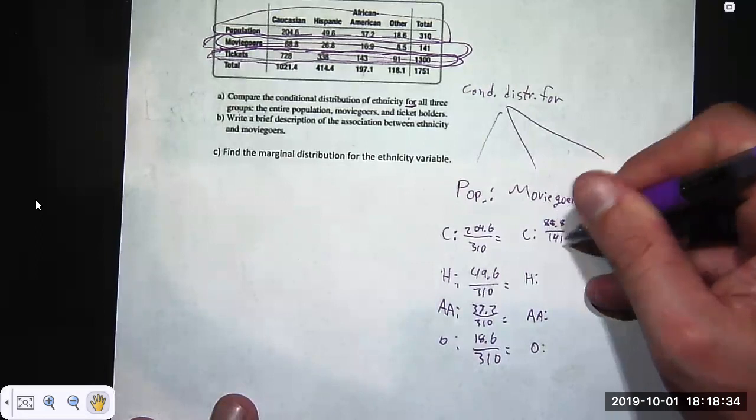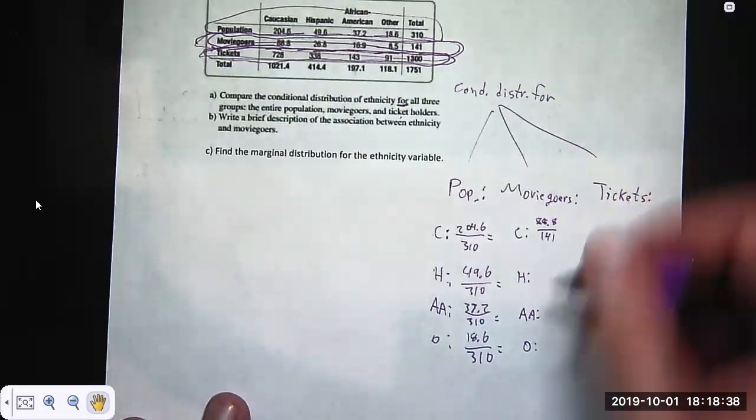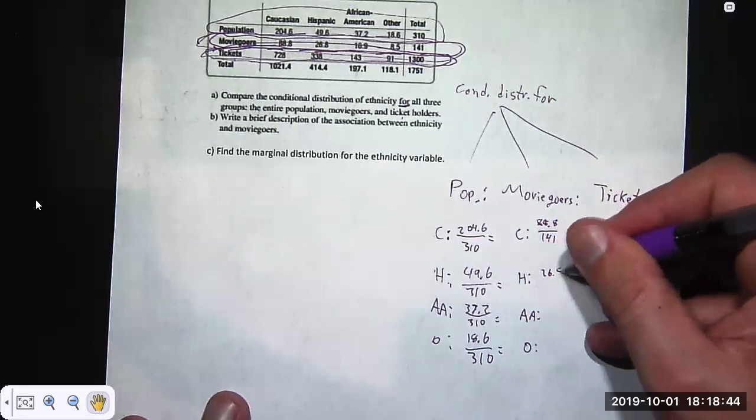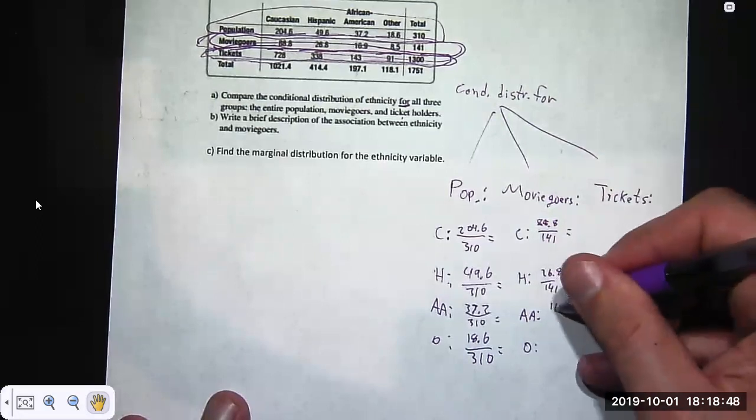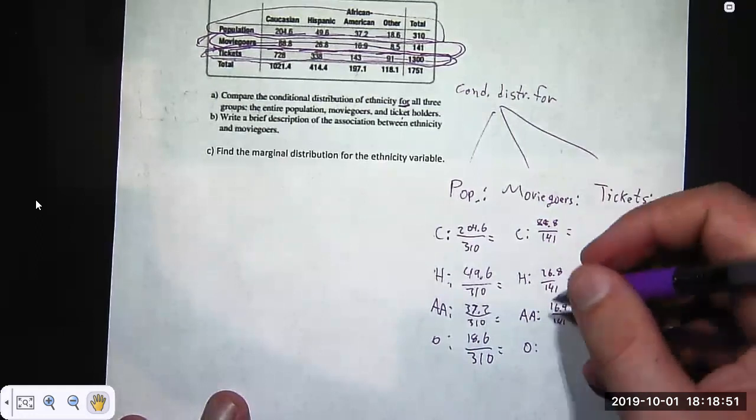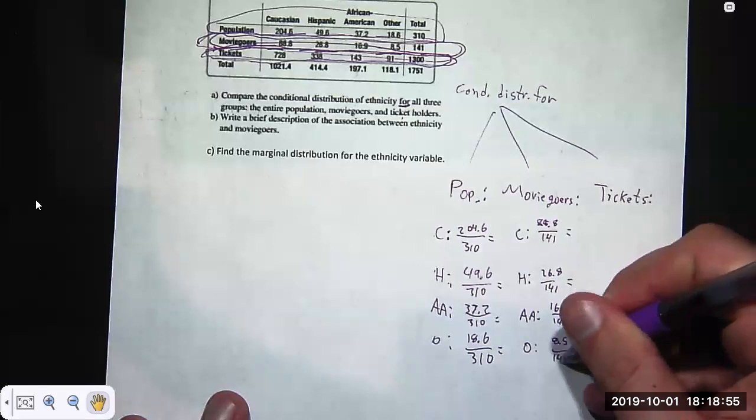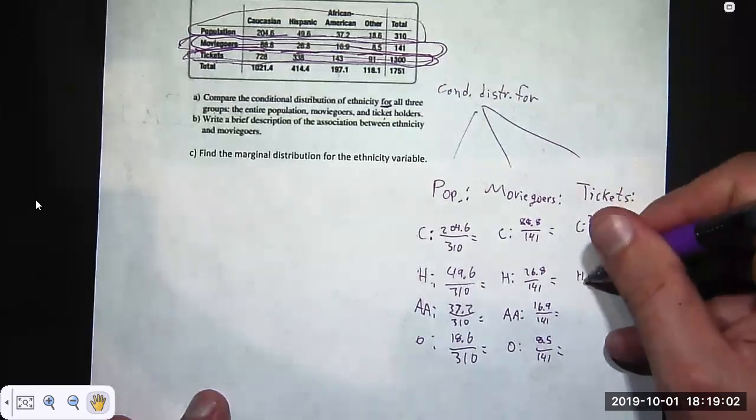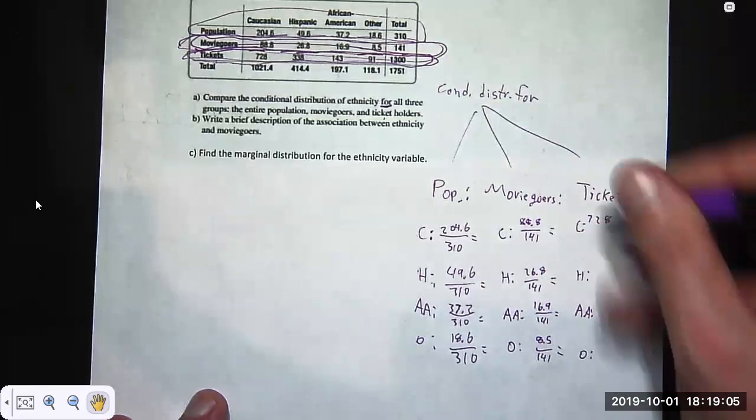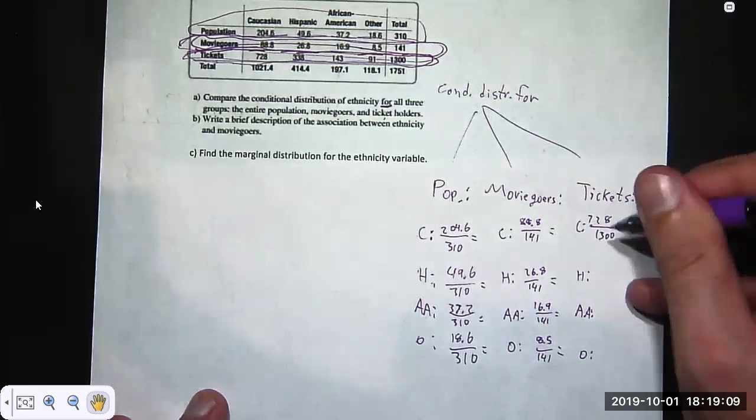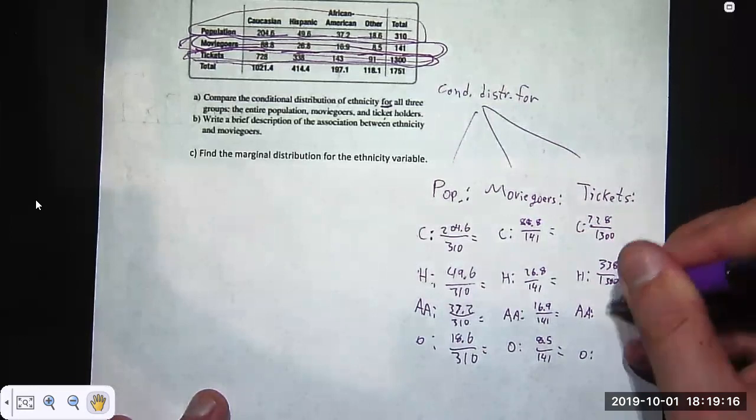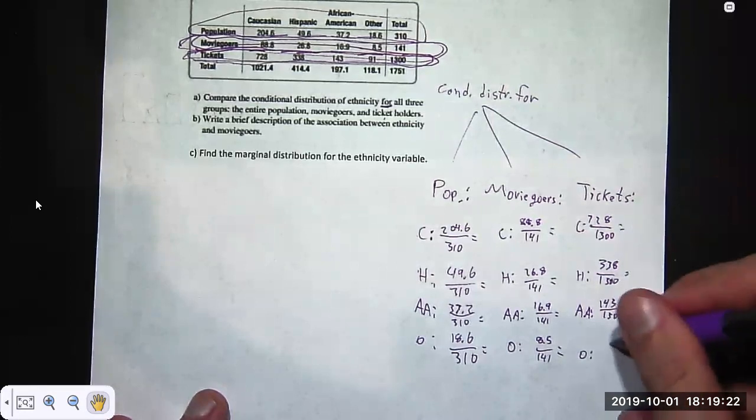Can you see that? Oh, yeah, you can see that. Hispanic is 26.8. And then we've got 16.9. And then we've got 8.5. And then for tickets, we have 728. And then over 1,300, age is 338. 143. And then 91.